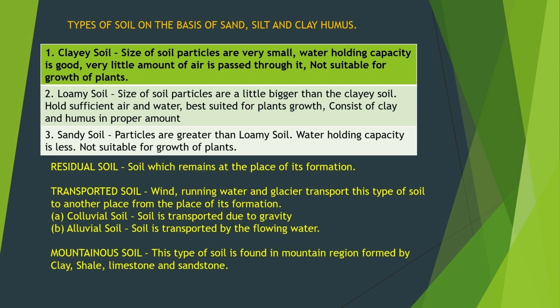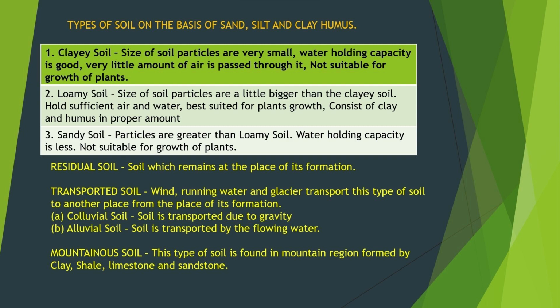2. Loamy soil. The size of soil particles is a little bigger than clayey soil. It holds sufficient air and water, is best suited for plants' growth, and consists of clay and humus in proper amount. 3. Sandy soil. Particles are greater than loamy soil. Water holding capacity is less. Not suitable for growth of plants.